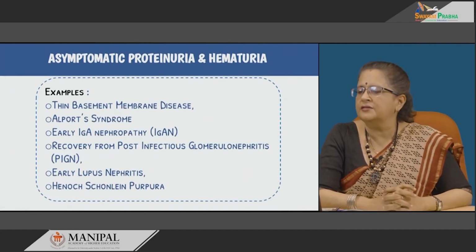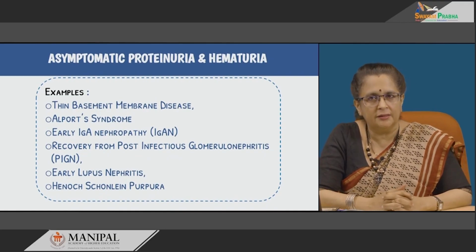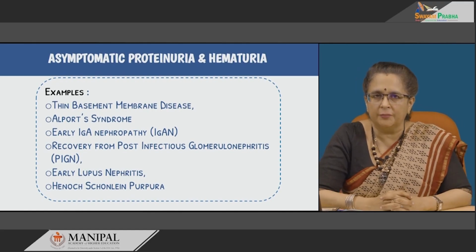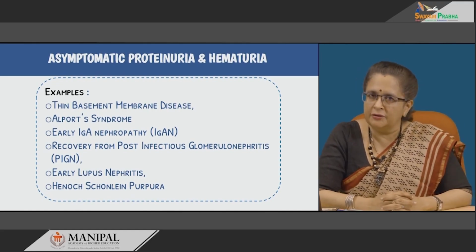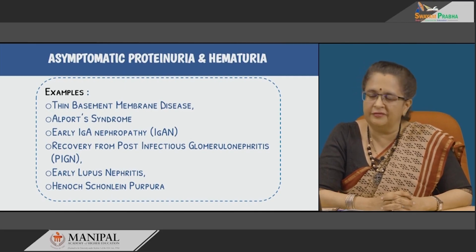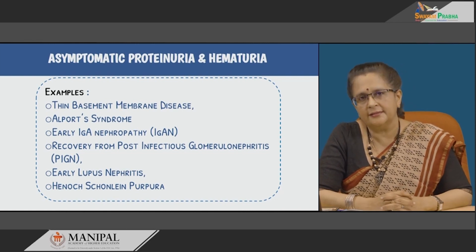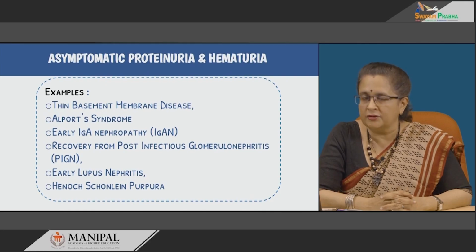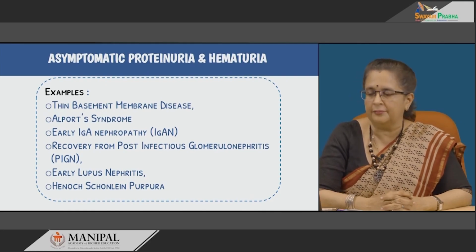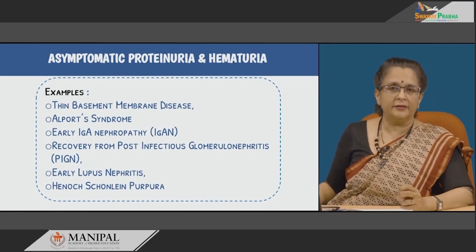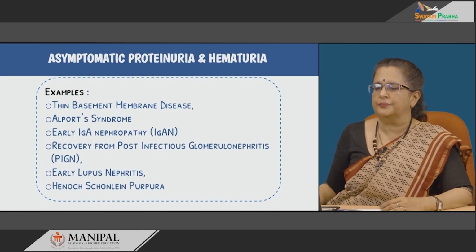Examples or causes of asymptomatic proteinuria and hematuria include thin basement membrane disease, Alport syndrome, and early IgA nephropathy. Later IgA nephropathies will usually present as nephritic syndrome. Then recovery from post-infectious glomerulonephritis, early lupus nephritis and Henoch-Schönlein purpura. In all these cases, microscopic examination in light microscopy as well as immunofluorescence is very important. In some of the cases, it is important to correlate with the electron microscopic findings also.